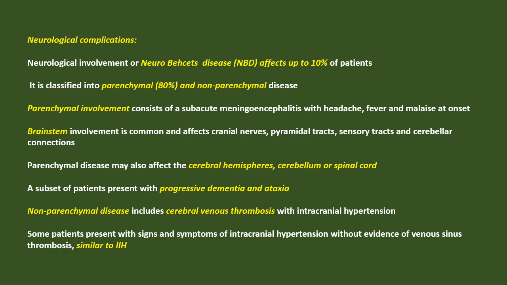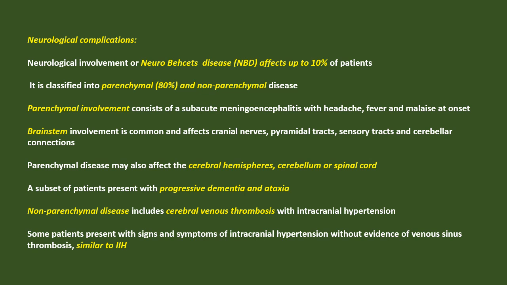Neurological complications. Neurological involvement of Behcet's disease affects up to 10% of patients. It is classified into parenchymal and non-parenchymal disease. Parenchymal involvement consists of a subacute meningoencephalitis with headache, fever, and malaise at onset. Brainstem involvement is common. It affects cranial nerves, pyramidal tracts, sensory tracts, and cerebellar connections. Parenchymal disease may also affect the cerebral hemispheres, cerebellum, or spinal cord. A subset of patients presents with progressive dementia and ataxia.